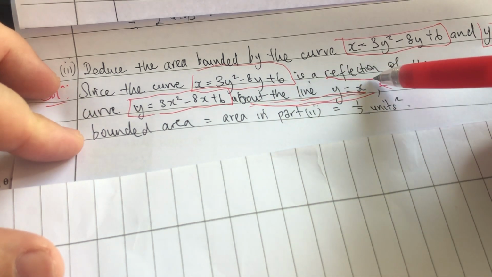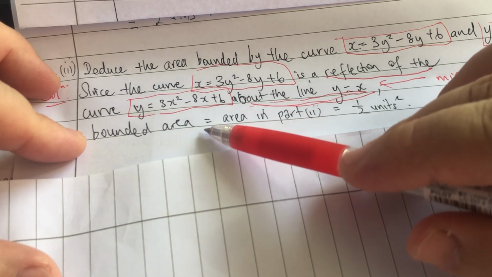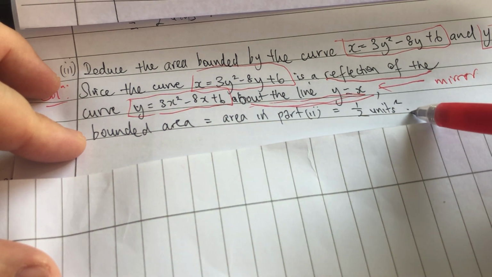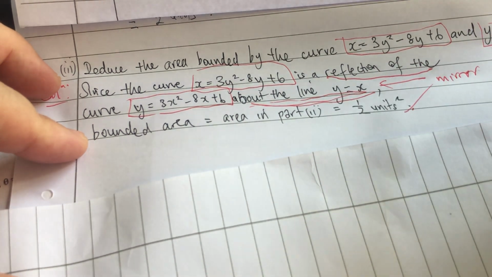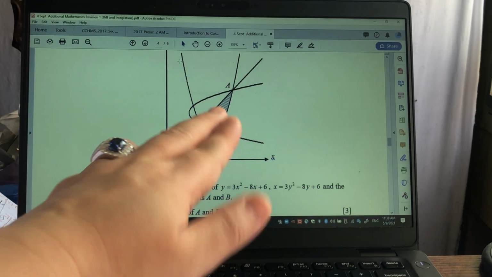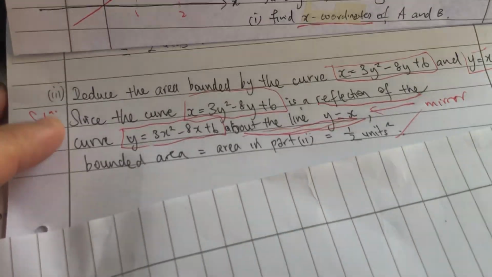Okay, the bounded area is actually equal to the area in part 2, which is half unit square. Okay, yeah, so that's all. Alright, okay, now you can actually say that it's a reflected area. This area seems to be reflected about this line y equals x. Okay, yeah, this is also fine.